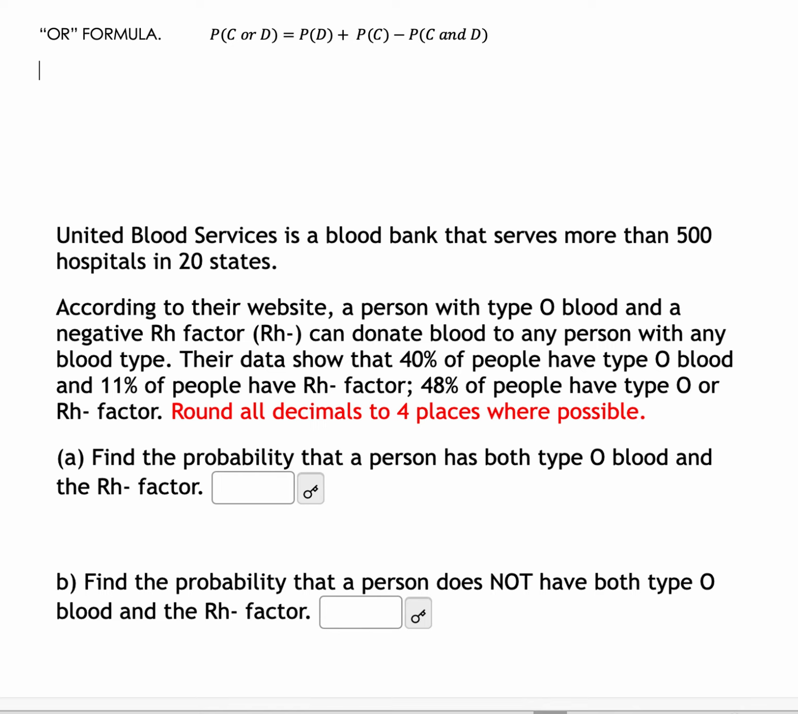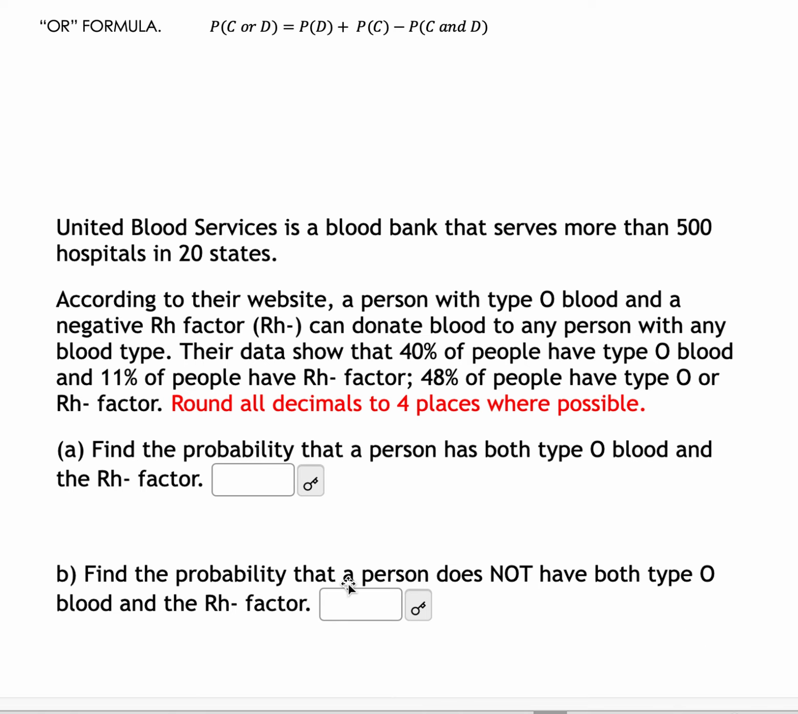The United Blood Services is a blood bank that serves more than 500 hospitals in 20 states. According to their website, a person with type O blood and a negative Rh factor can donate blood to any person with any blood type. Their data shows that 40% of people have type O blood, 11% of people have Rh negative factor, and 48% of people have type O or the negative Rh factor. We're going to use this information to find the following probabilities.